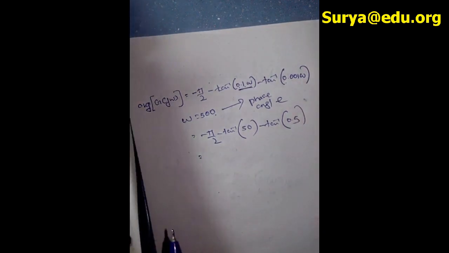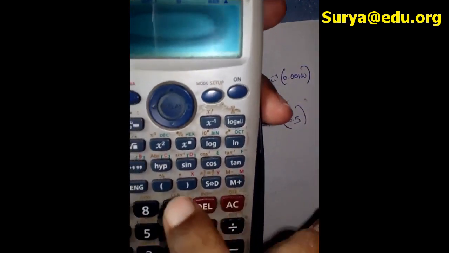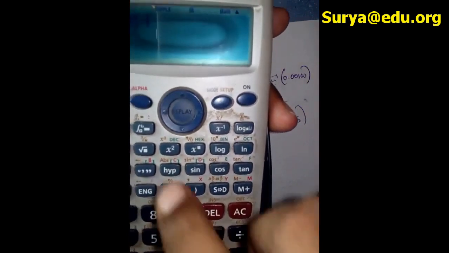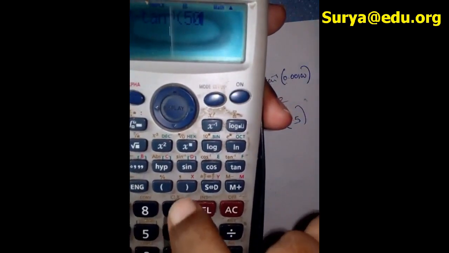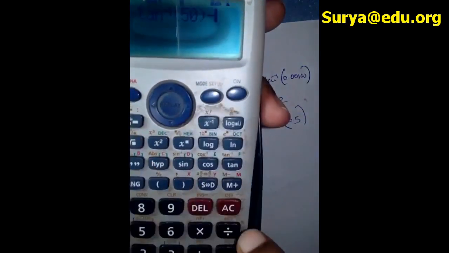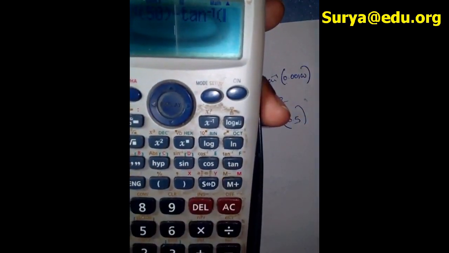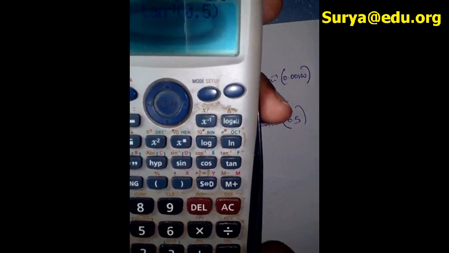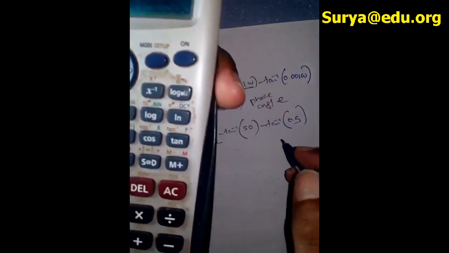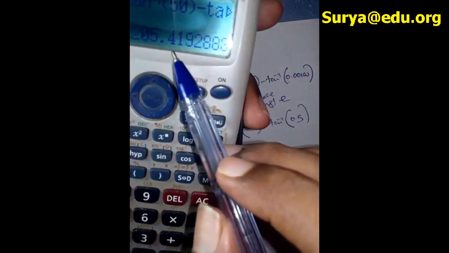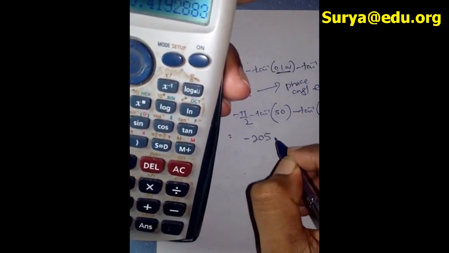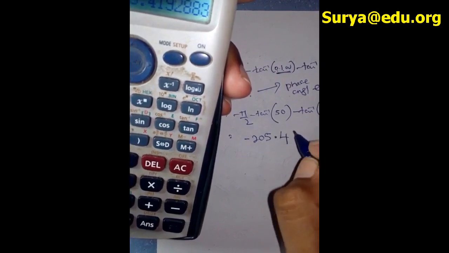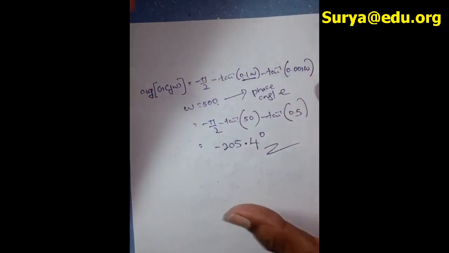So now again get the calculator. Minus 90 minus tan inverse 50 minus tan inverse 0.5. So what's the value you are getting? 205.41. Okay, you can just put it minus 205.4 degrees. Okay, so it's very easy.